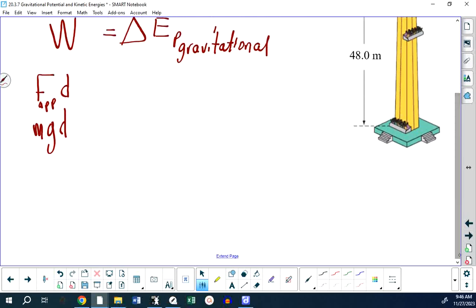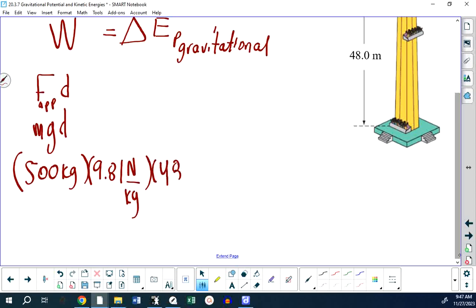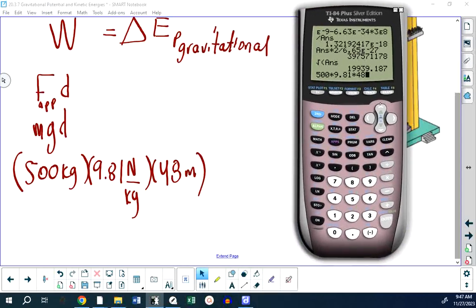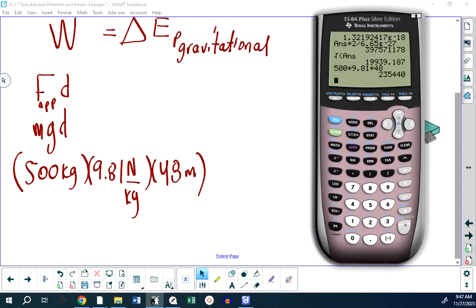That's pretty easy. We've got 500 kilograms times 9.81, I'm going to go with the newtons per kilogram here this time, times the 48 meters. It was 48, wasn't it? Yeah. So I'm getting 235,440 joules.